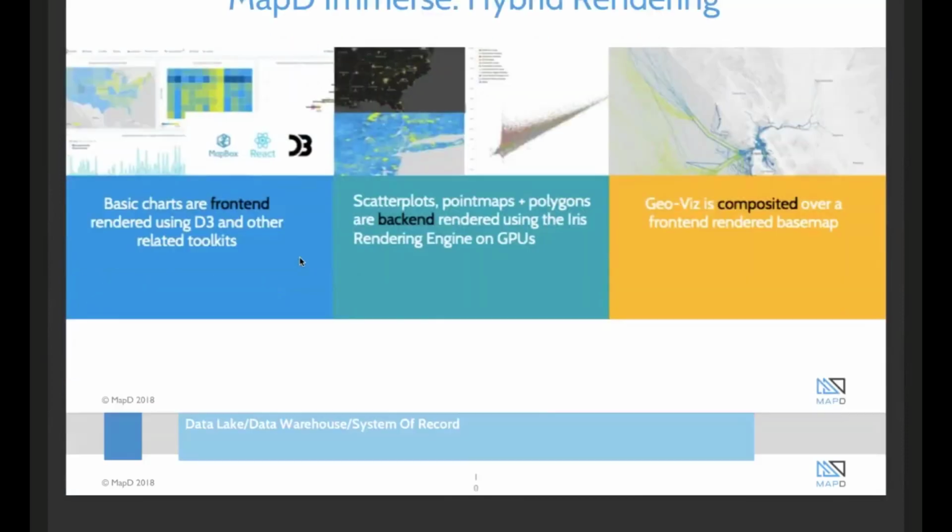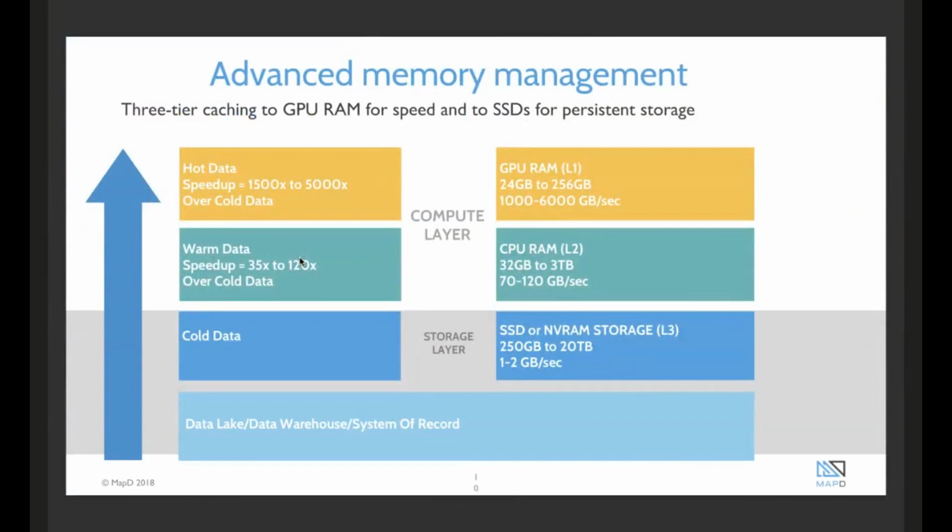Now, as you can see from this chart, the memory bandwidth between your storage layer, which is your SSD, to the CPU, to the GPU, there's actually orders of magnitude difference. We make use of this GPU memory to also achieve our response time. We try to keep as much hot data as possible in the GPU memory, and that way your query times are much faster.